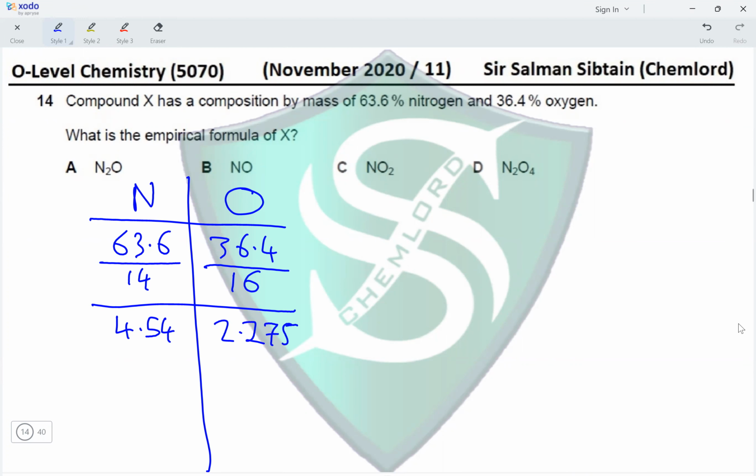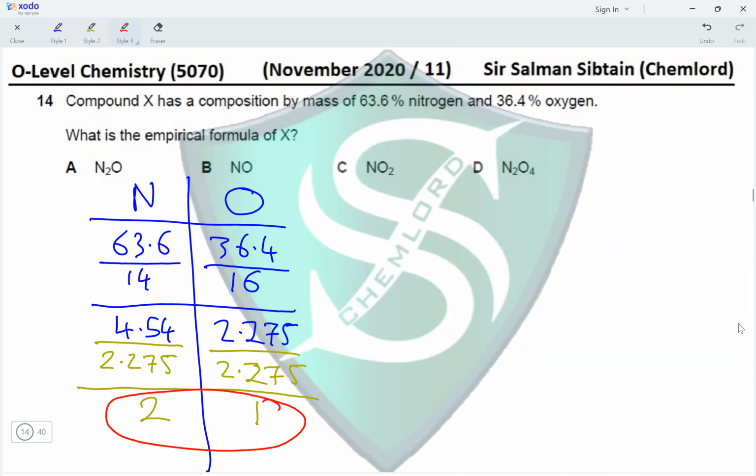2.275 for oxygen. The next step would be to divide these two values obtained by the smallest value, and the smallest value is 2.275. So when we divide both of them by 2.275, we end up with a value of 2 for nitrogen and 1 for oxygen. This molar ratio tells us that the empirical formula of the oxide of nitrogen would be N2O. And this makes option A the correct option for this question.